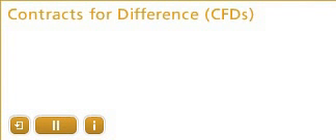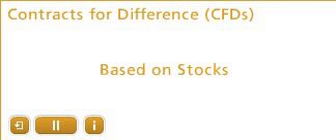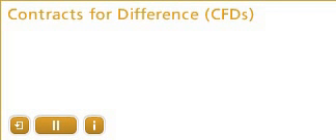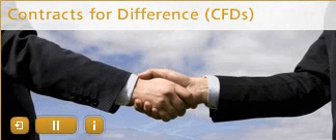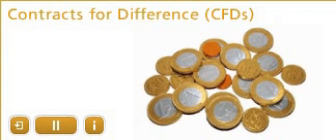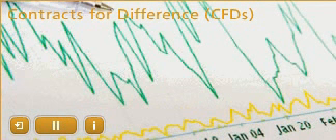Now let's take a look at CFDs. CFDs are based on stocks and stock indices. Whereas stocks are actual certificates that show ownership in a company, CFDs are simply contracts between two parties, you and your dealer in most cases, that designate how much money you will make or owe depending on where the price of the underlying stock or stock index moves.